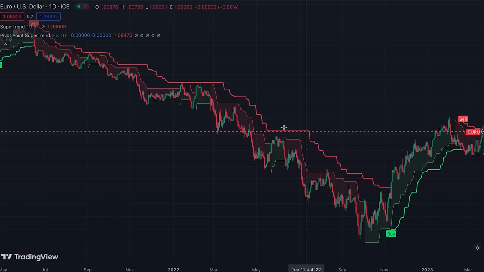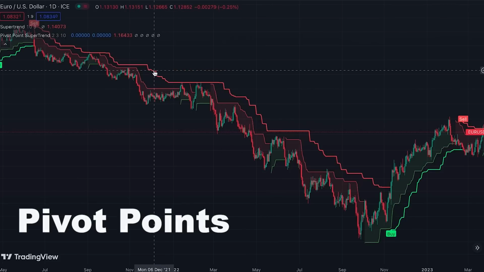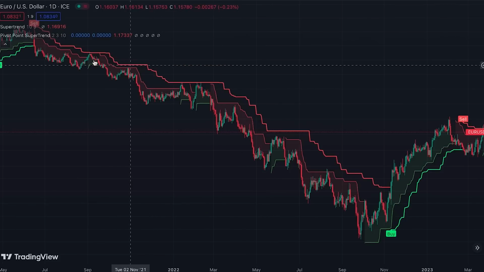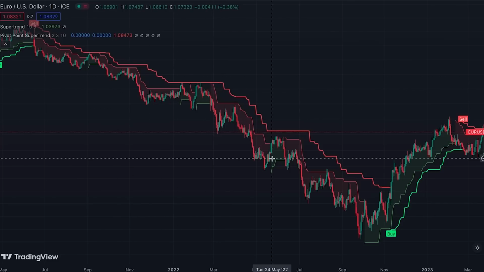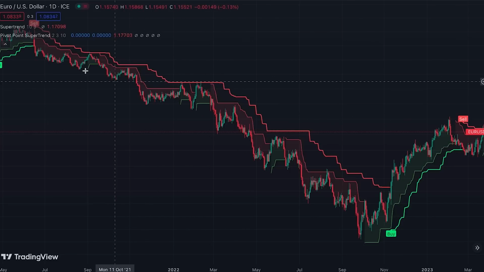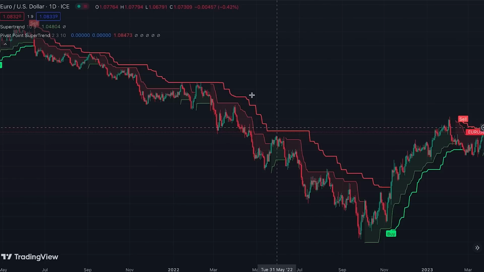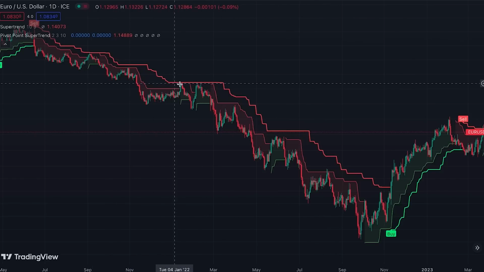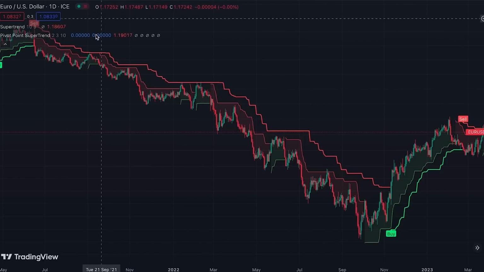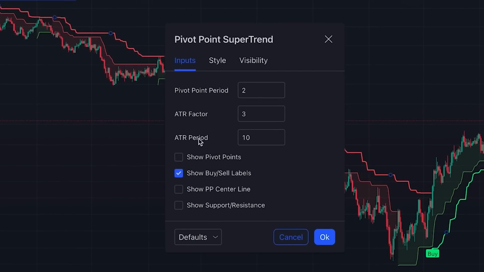This Super Trend is built based on pivot points, and you can clearly see that it has better performance in keeping us in the trend compared to the original Super Trend. You can see that in times that the original Super Trend changes color in the pullbacks, this newer version, which is built based on pivot points, doesn't change color, and it has the same settings of ATR length 10 and ATR factor 3.